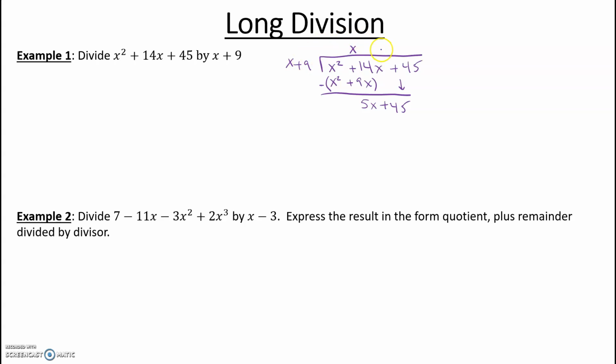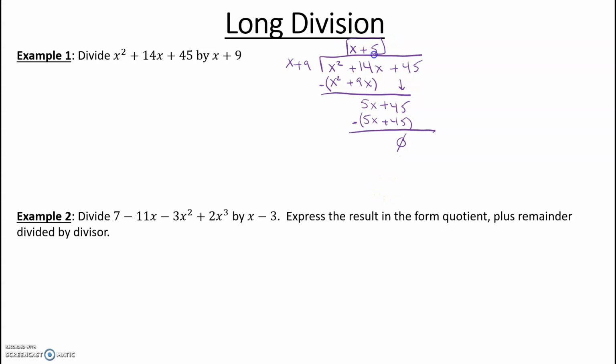X times what gets me 5x? X times positive 5. X times 5 gets me 5x. All right, so find that number. Go ahead and distribute it. 5 times x gets me 5x. 5 times 9 gets me 45. And again, you're going to subtract and see what you're left with. 5x minus 5x leaves me with nothing. 45 minus 45 leaves me with nothing. So we have no remainder.